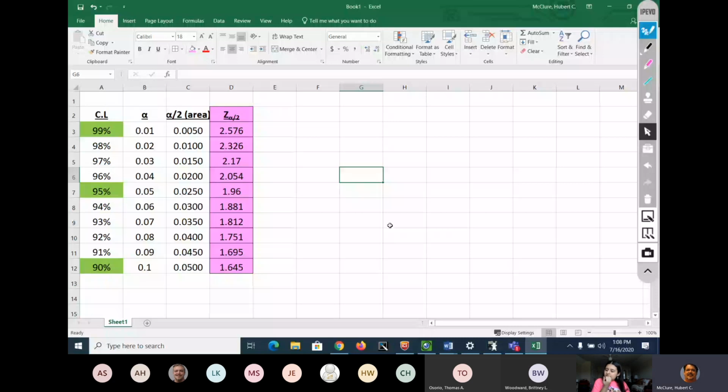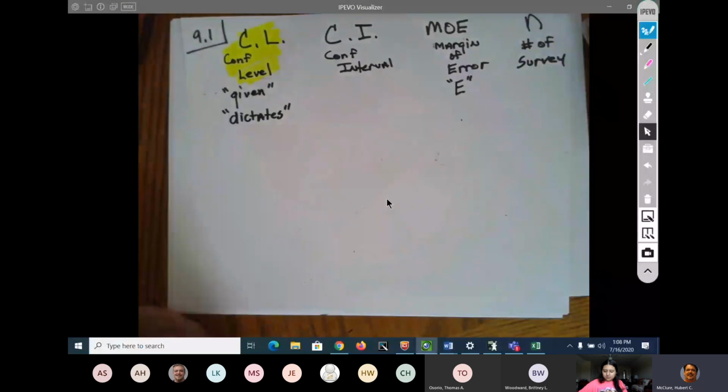Okay. Now, if you have an index card, you need to put this on your index card. Because, like I say, most of the time you're going to be using that 2.576, that 1.96, or that 1.645. Okay? So what does that cover that we just talked about? Well, that covers this right here.